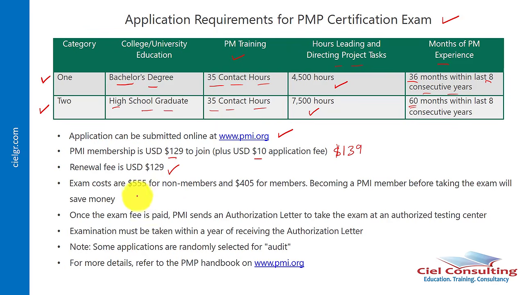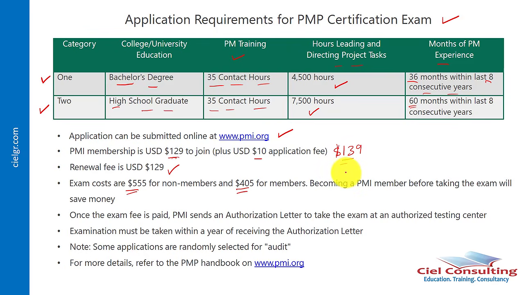So the exam costs $555 in all, and that is if you're writing the exam as a non-member. However, if you choose to write the exam through the membership route, that is if you become a member of the PMI, then the exam fee drops to $405. So it saves you a lot of money if you write the exam as a member. So usually I recommend that you write the exam as a member. And then don't forget, like I mentioned earlier on, if you want to become a member, it will cost you $129 plus an additional $10 application fee, which would amount to $139.